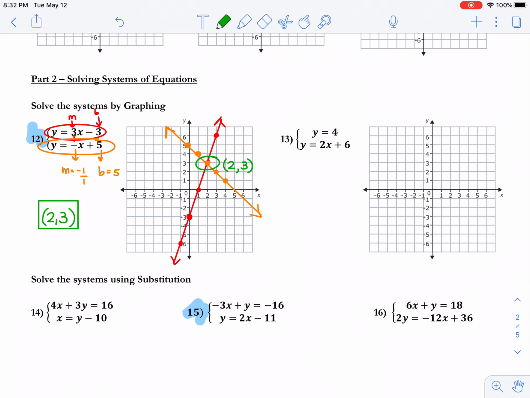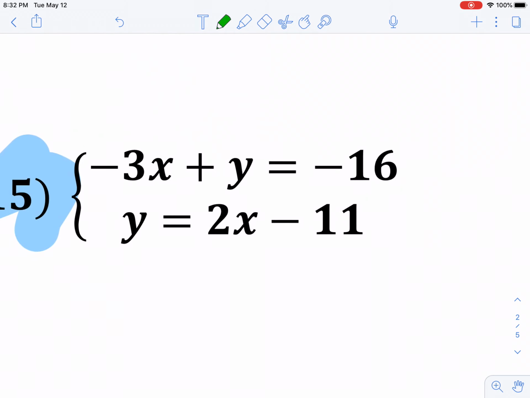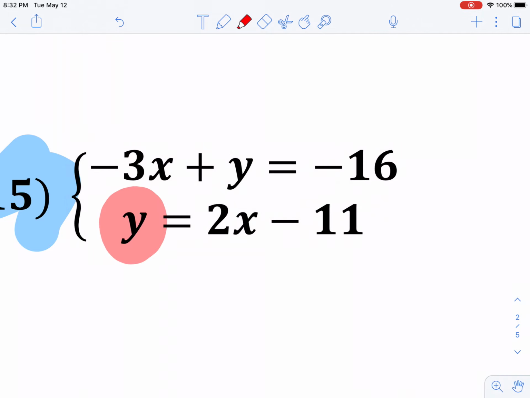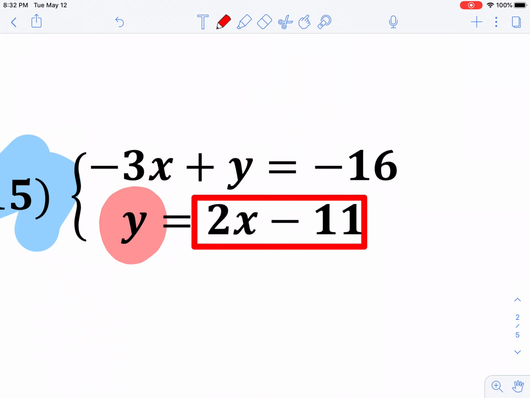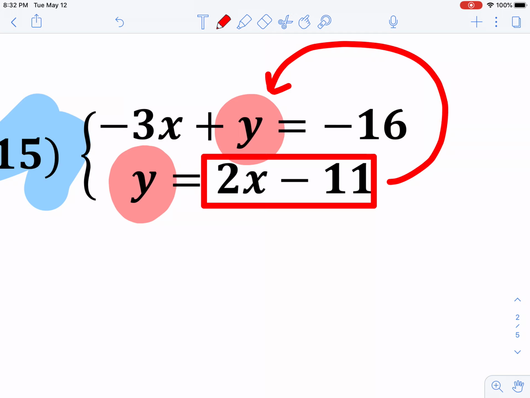All right, that's the first way to solve a system. The second way to solve a system is using something called substitution. Notice that in the second equation, this y is isolated, it's by itself. That means this entire expression is equivalent to y, and therefore, in my other equation, I can replace y with that equivalent expression. That's why it's called substitution. I'm going to plug it in.